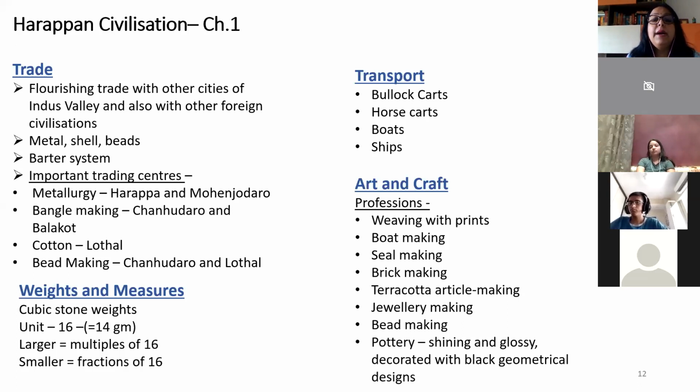And then the barter system was the system in those days for trade. You give something, you take something in return. No coins and all those things. So are we clear with the trade? Trade was flourishing, inland trade and overseas trade. Inland trade means within the civilization, and overseas trade was also there. Metal, shell and beads are some of the things in which they traded, and the mode of trading was the barter system. Now we'll have to see which were the important trading centers.